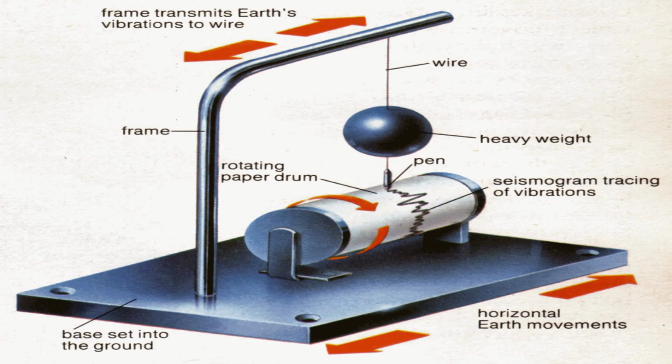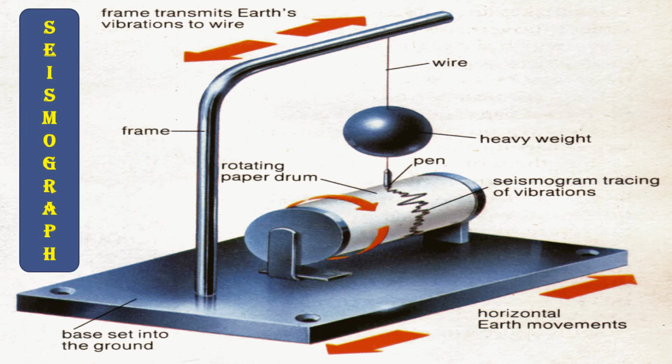Here is the diagram of the seismograph. You can see there is a base at the ground. This side shows the horizontal earth movements. At the top there is a frame that transmits the earth's vibration on a wire, and this is the frame. This is the rotating paper drum on which the paper is placed. The pen is for drawing the waves there. This is the heavy weight attached with the wire.